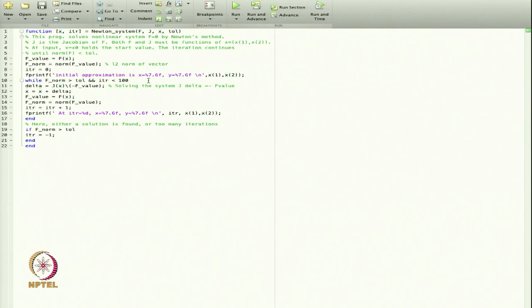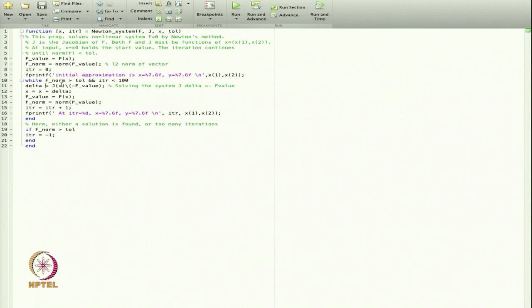Now, I will start with the while loop. Whenever the f norm is greater than tolerance and iteration is less than 100, this is the AND condition, so both should be satisfied. If any one of the conditions is not satisfied, then the while loop will not work. From here I see that the f norm is greater than tolerance and iteration is also less than 100. So, this is true. Then I will go to the delta.